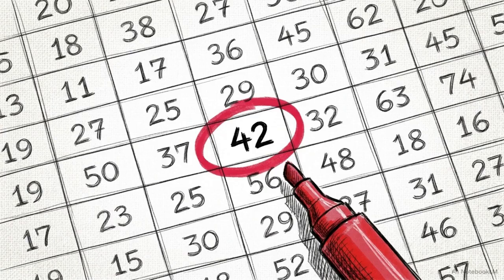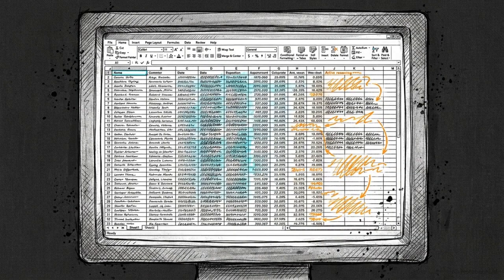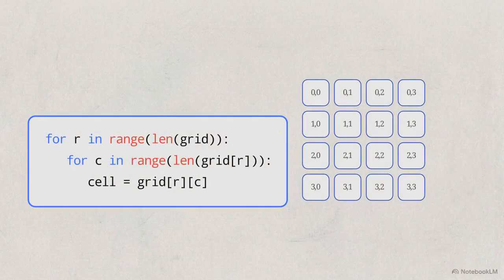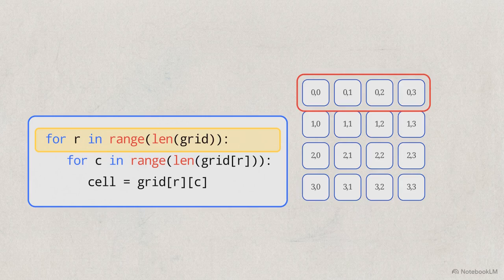Manually targeting one cell works for small tasks, but to process an entire dataset, we need a way to automate the movement across every row and column. We solve this with nested loops. The first layer is the outer loop, utilizing range, len, grid. This loop is responsible for traveling downward, row by row.